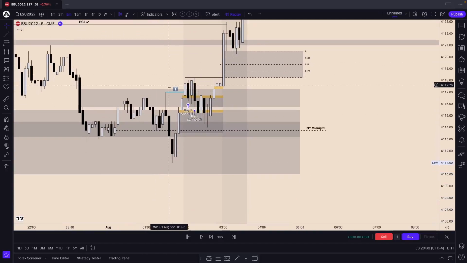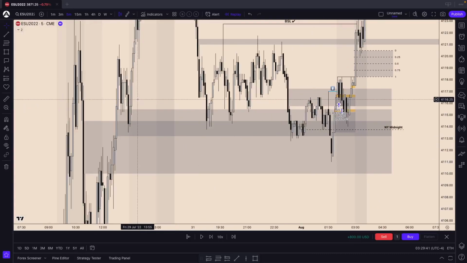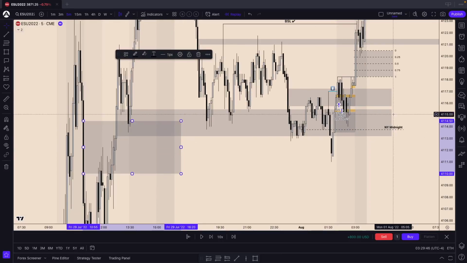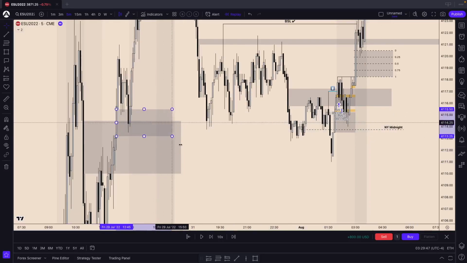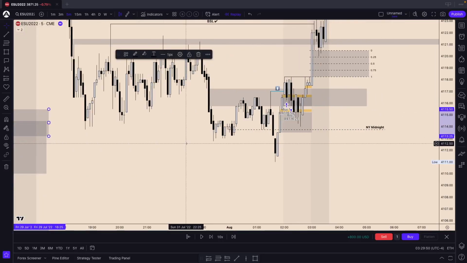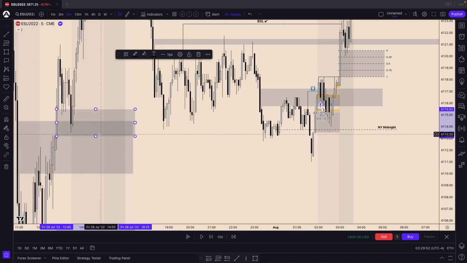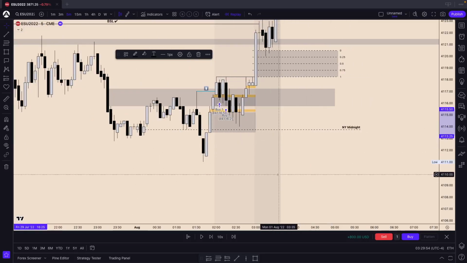And yeah, as you can see, of course, we have our fair value gaps, so our support areas from the left. But if we get rid of them, so you can clearly see what's actually happening inside of here, is we cleared sell side, we cleared sell side once more.